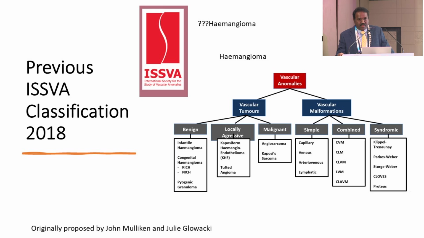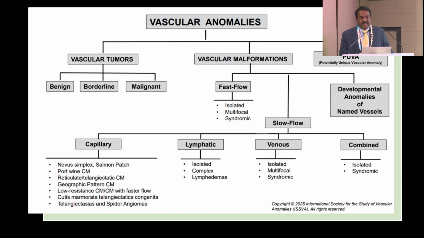So a bunch of people joined together and started this organization called ISSVA, which was actually founded in 1992. And then the first classification came in 2018. They basically adapted the idea proposed by Dr. Mulliken and Glowacki. And it's actually a living classification. The classification is evolving as we speak. The latest change was a few months ago, last year in 2025.